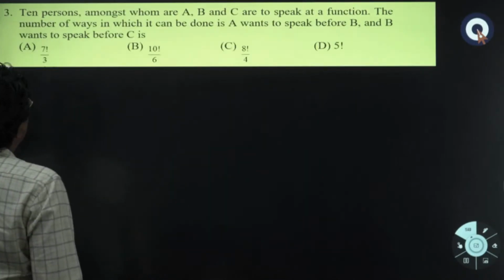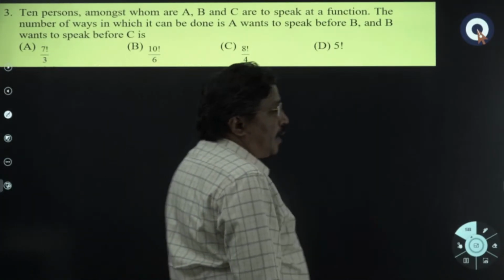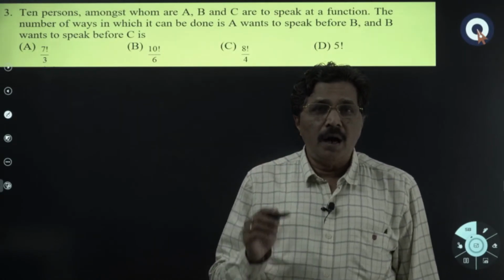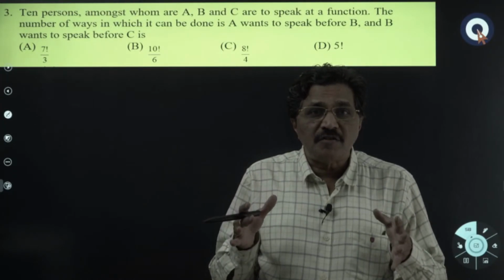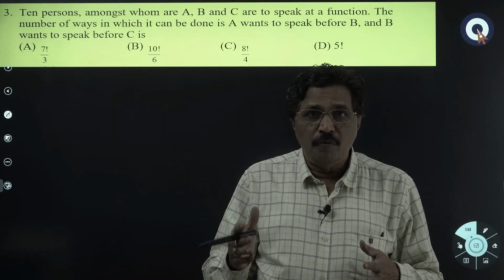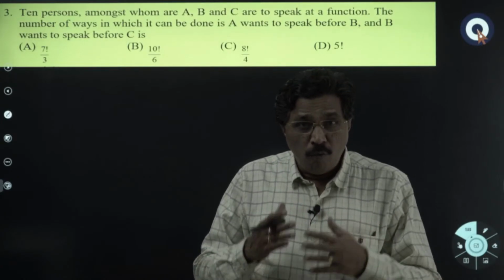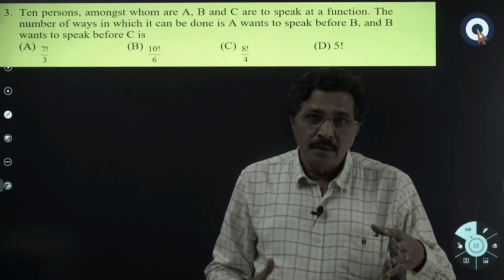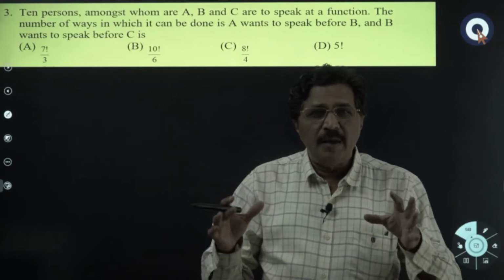So here 10 people are there, and there are 3 speakers A, B and C, and here instead of 2 people now there are 3 people A, B and C, and these 3 people should occupy 3 positions in such a way that A should speak before B speaks, and B should speak before C speaks. A, B, C need not speak one after the other consecutively. There is no need. Let A speak, B can be anywhere after that, and C can be anywhere after that. So the same idea again comes.